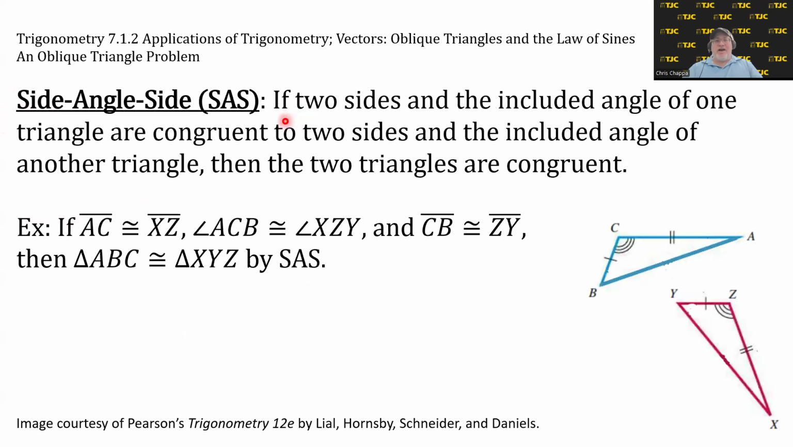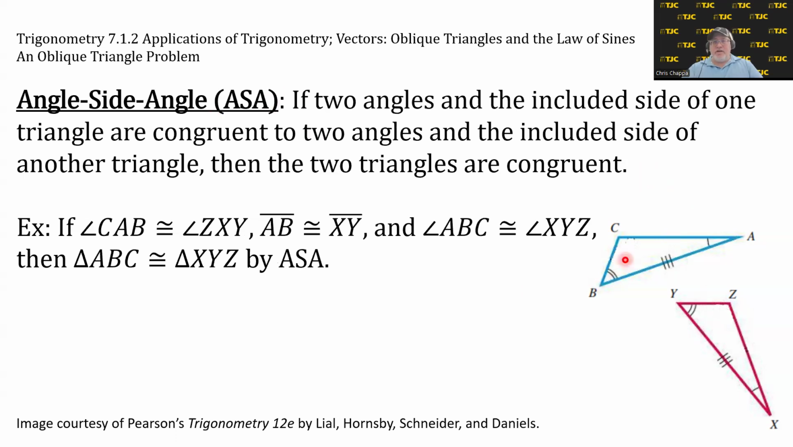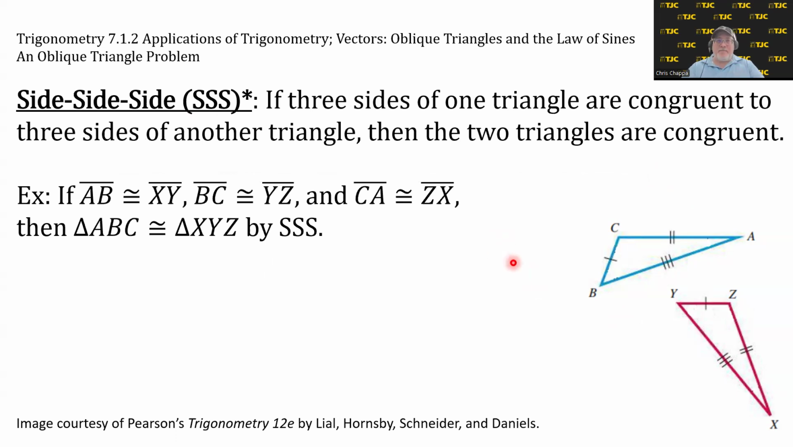In the previous video, we mentioned various conditions which determined a unique triangle. Side angle side: if two sides and the included angle of one triangle are congruent to two sides and the included angle of another triangle, then the two triangles are congruent. Angle side angle: if two angles and the included side of one triangle are congruent to two angles and the included side of another triangle, then the two triangles are congruent. And side side side: if the three sides of one triangle are congruent to the three sides of another triangle, then the two triangles are congruent.